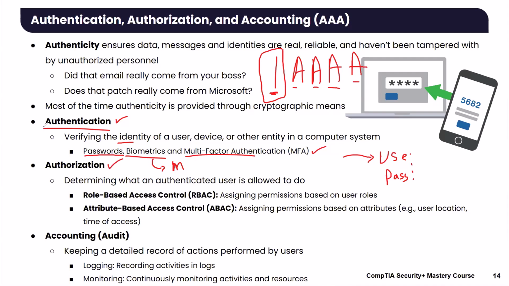Once we authenticate you, the reason you're authenticating is because you want to access some stuff. So that's where authorization comes in. Authorization is determining what an authenticated user has access to. Look, just because you're authenticated, it doesn't mean you should have access to everything. Well, we need to authorize you. What are you authorized to do once you've already authenticated?